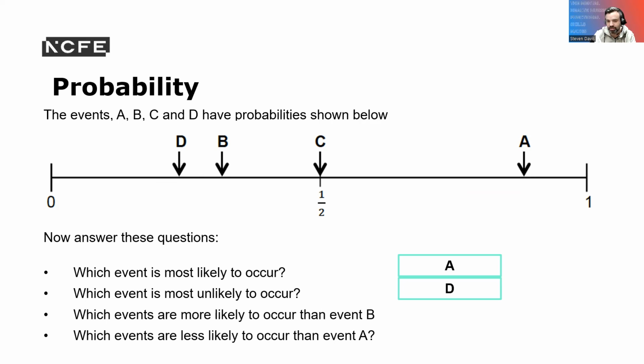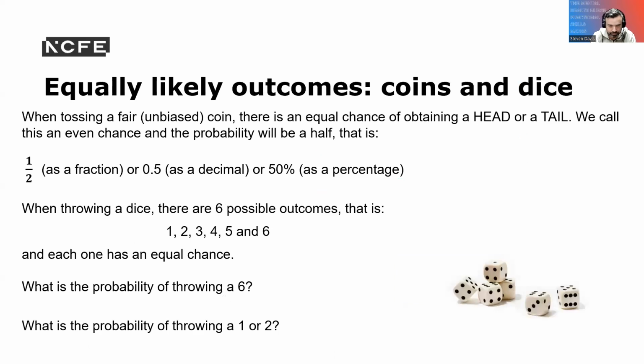Which events are more likely to occur? So C and A, because we're this side of the scale. So C and A more likely to occur. Which event is less likely to occur? Well, that's everything below C. Okay, so hopefully that makes sense.